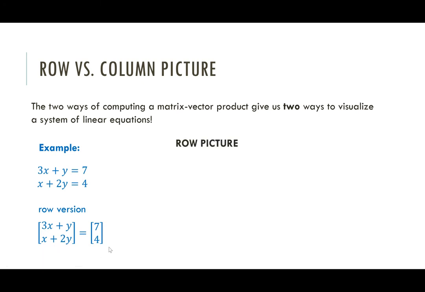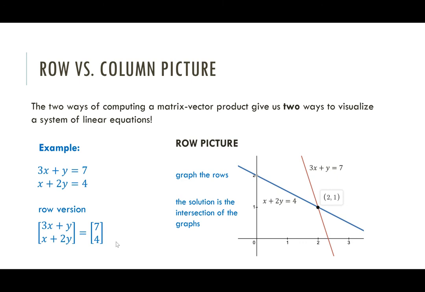And for the row picture, to visualize the system, you graph the rows, and then the solution is the intersection of the graph. Graphing the rows is the same as just graphing these equations, because the first row is 3x plus y equals 7, and the second row is x plus 2y equals 4. So really, this is nothing new. You graph the equations, and the solution is the intersection. The solution here would be x equals 2, y equals 1.